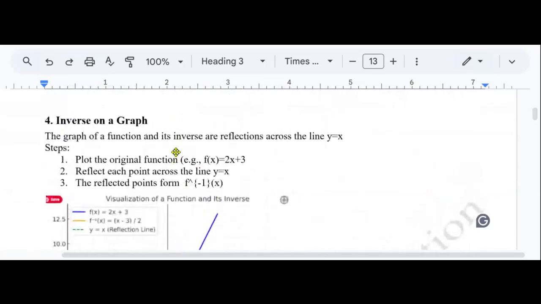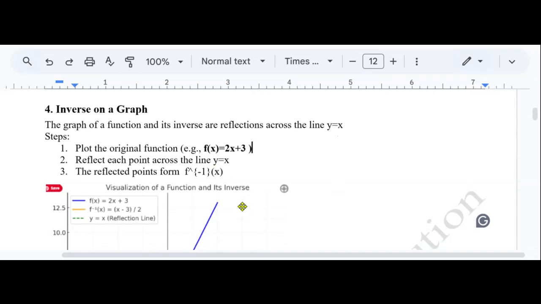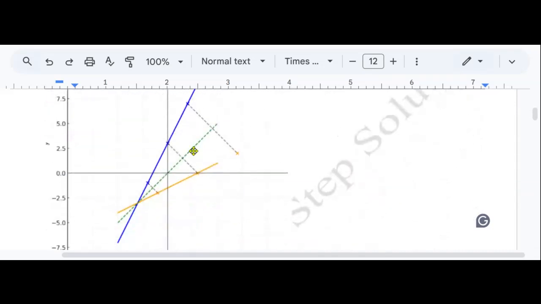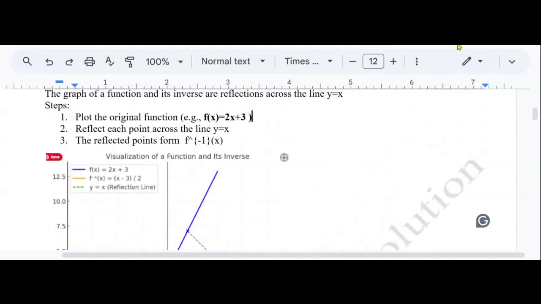So what is the function here for the graph? 2x plus 3. He's asking you to graph 2x plus 3. How can we graph this? Reflect each point across the line y equals x. So you know how to graph it, right? I gave you the software. Do you remember the name of the software? Yes, Desmos graphs. I gave you the link, right?